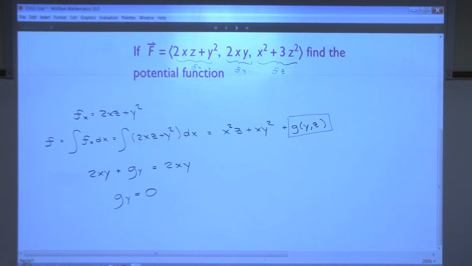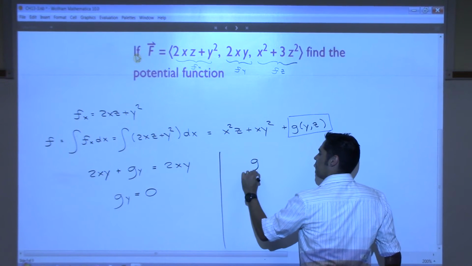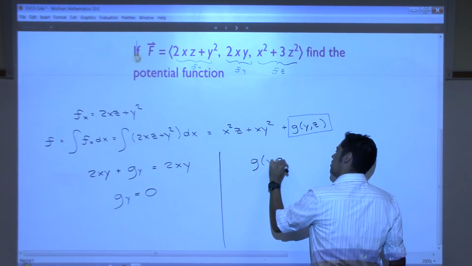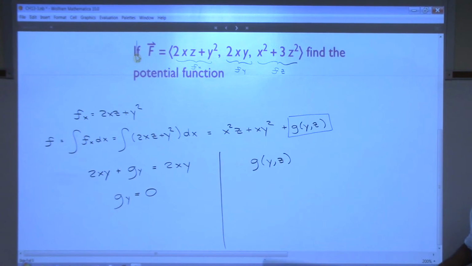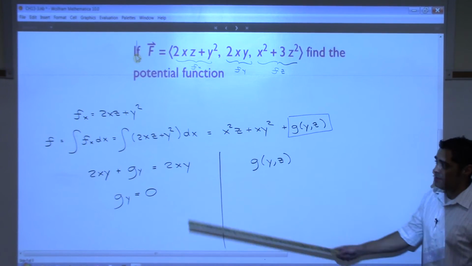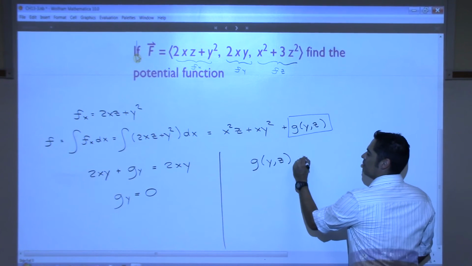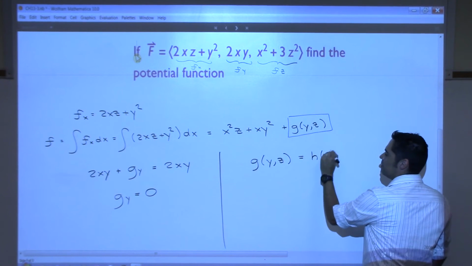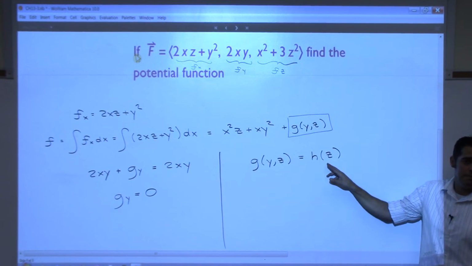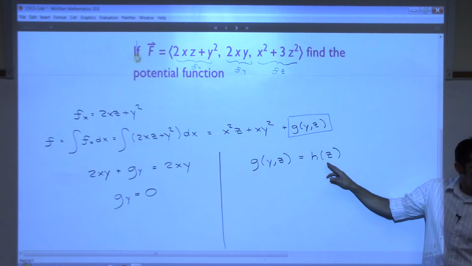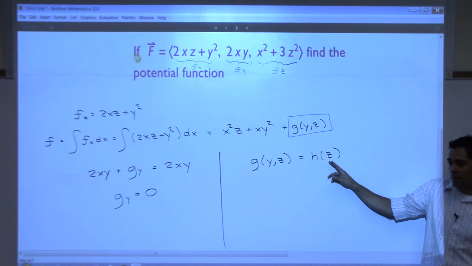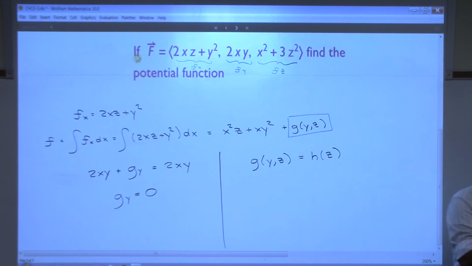Which means that g of yz, this is a tricky one, this thing we're looking for, when I take its derivative with respect to y, I need 0. I could still have a z in there, couldn't I? How about just this? It's some function of z perhaps. Maybe that is a number. Maybe it's just 10. Maybe it's z squared. But I cannot say for sure it's just a constant.